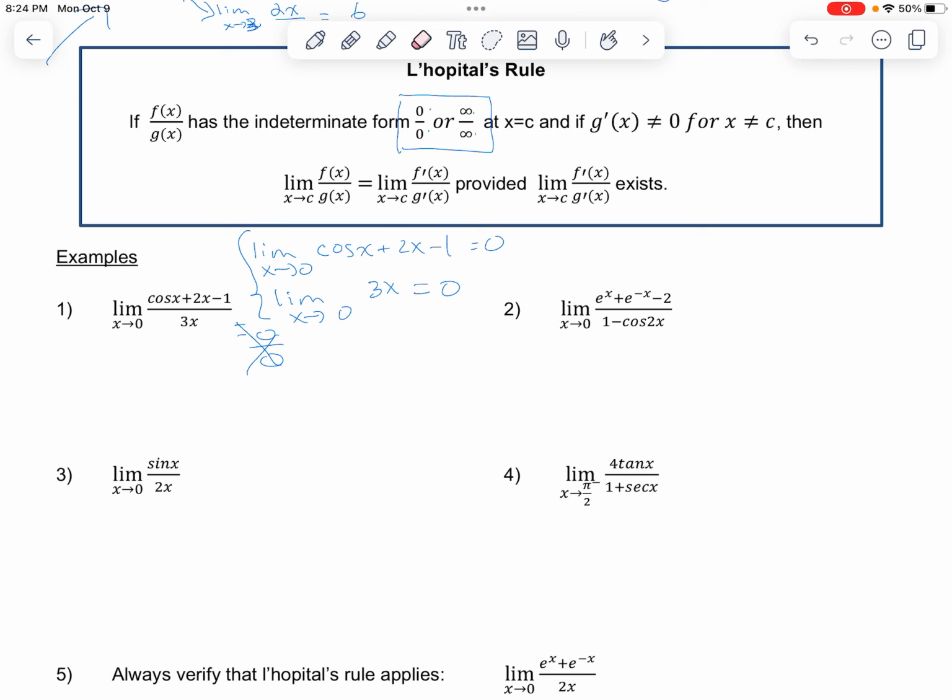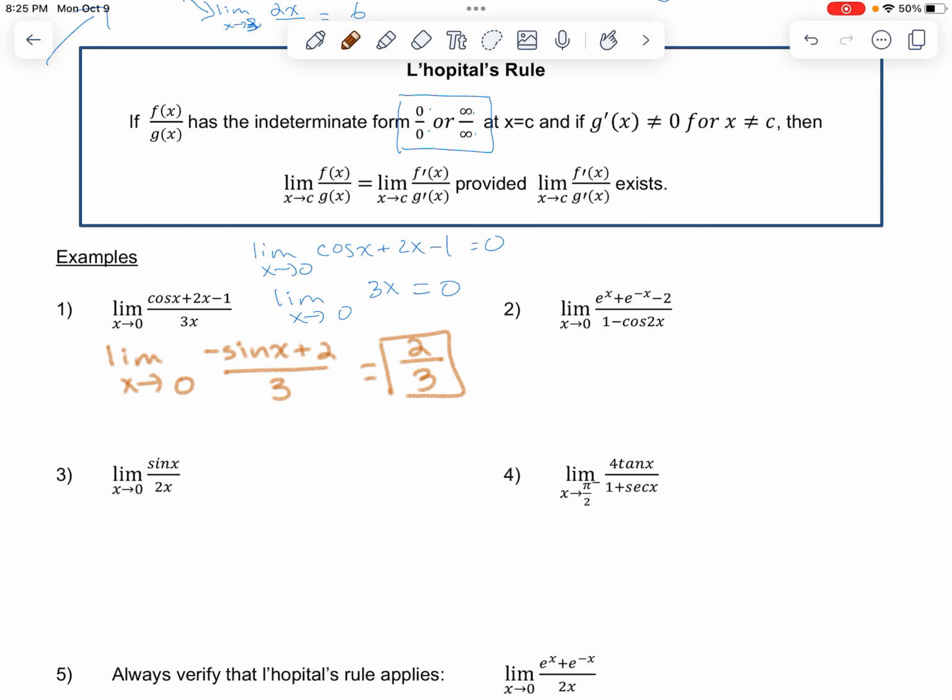0 over 0 is indeterminate, so we don't want to write that. Okay, so now once we figure out that we are going to use L'Hopital's rule, let's go ahead and apply it. The derivative of the top is going to be negative sine of x plus 2. The derivative of the bottom is 3. And now let's see if I do a direct substitution, do I get to a number? If I plug in 0, sine of 0 is 0, plus 2 is 2, bottom is 3. So this limit is actually 2/3.